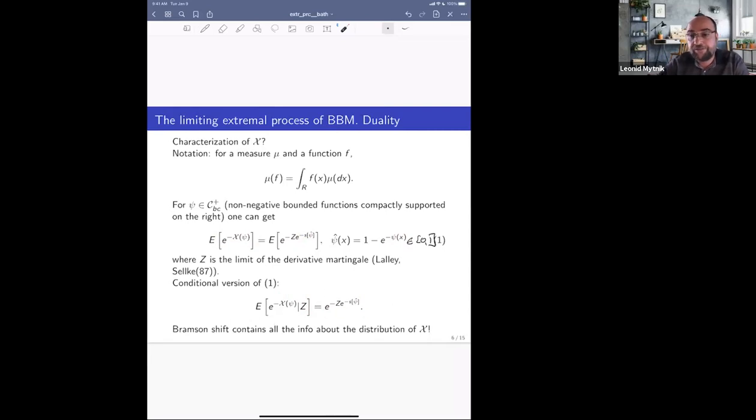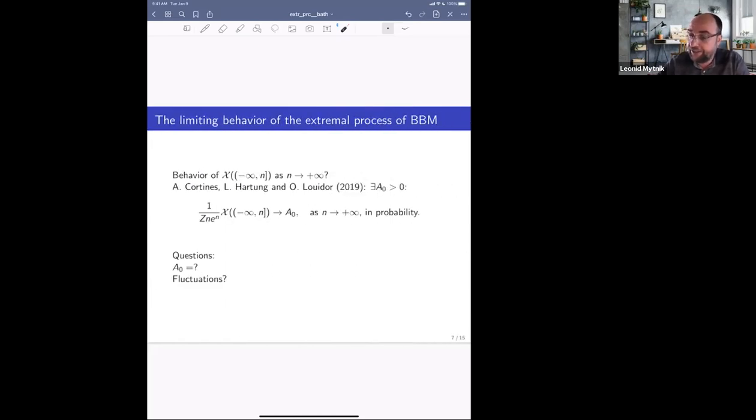And this is now very helpful, since it says that if I know z, then this Bramson shift, I remind you, this is the Bramson shift that we introduced a few minutes ago, contains all the information about the distribution of this extremal process of BBM. So if I know some properties of this Bramson shift, I may translate it into the properties of the distribution of the extremal process.